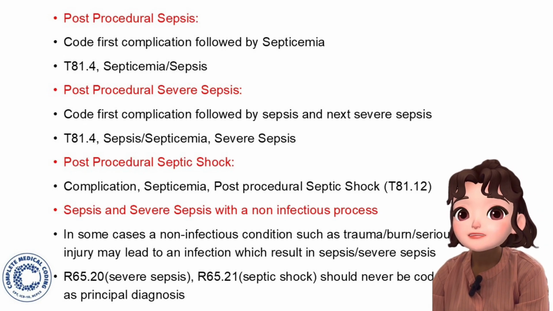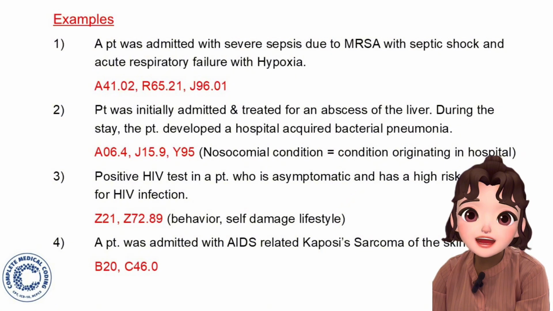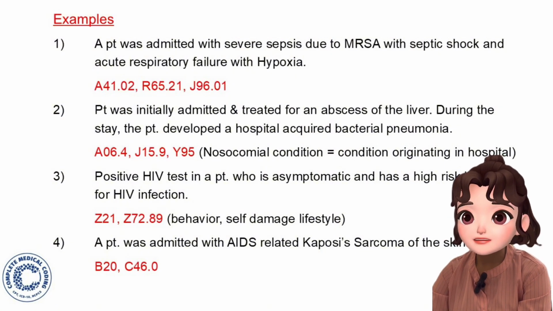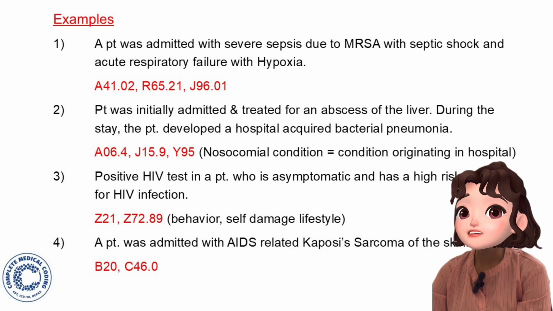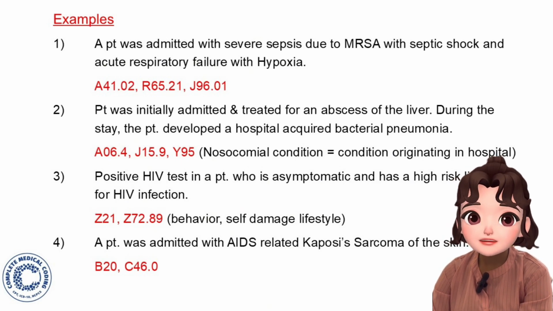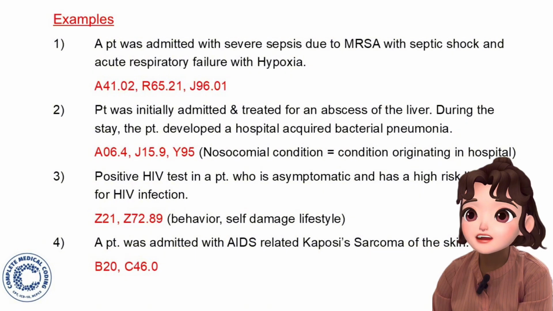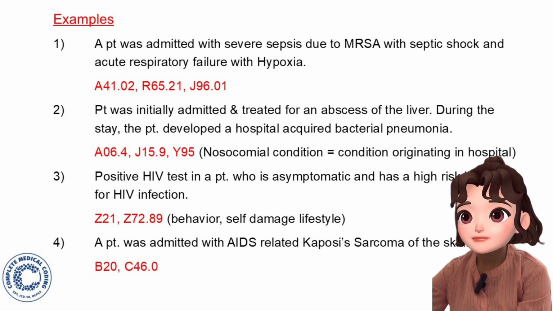Alright. So these are the guidelines. Now let's discuss a few examples from these guidelines. Okay. The first question. A patient was admitted with severe sepsis due to MRSA. So the organism is mentioned here. With septic shock and acute respiratory failure with hypoxia. How will you code this?